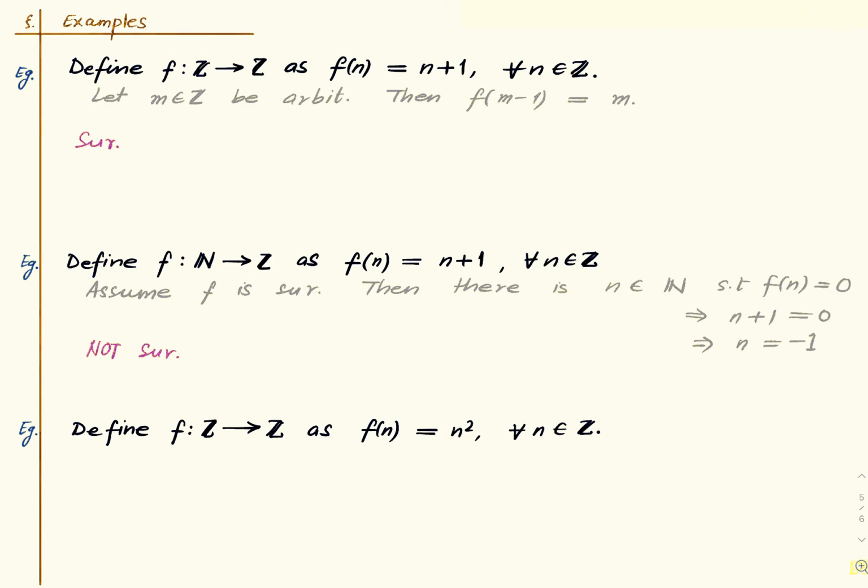What about this one? It's sending an input to the square of it. Is it surjective? It is not surjective, and I leave this as an exercise. The point is that the outputs are only perfect squares. In particular, all the outputs are non-negative, and the target contains negative numbers. So that is one way to argue that this is a non-surjective function.